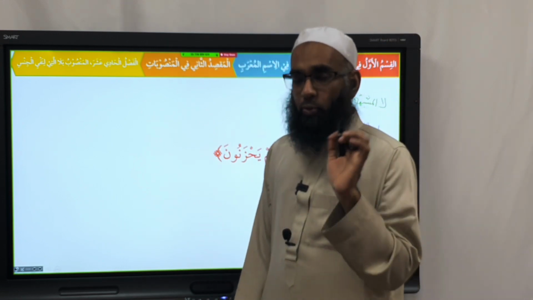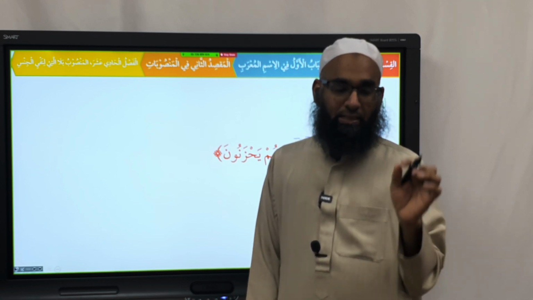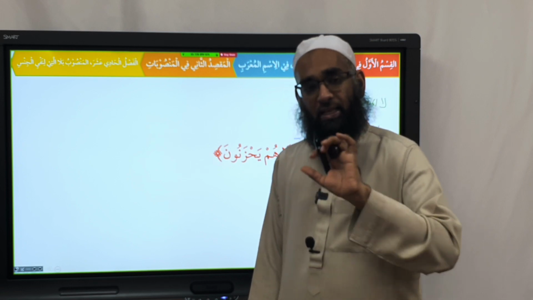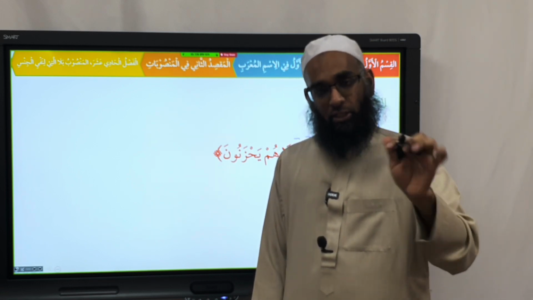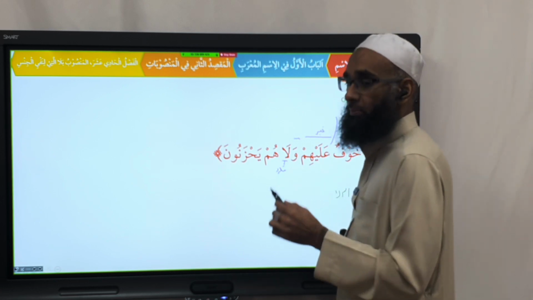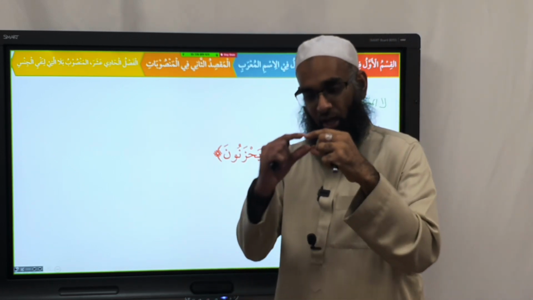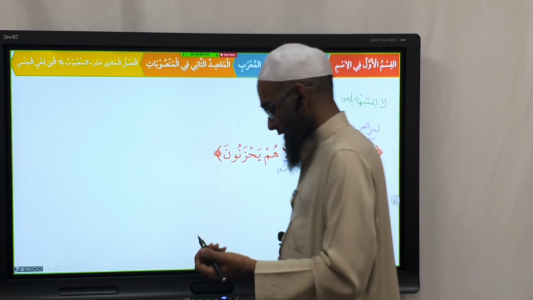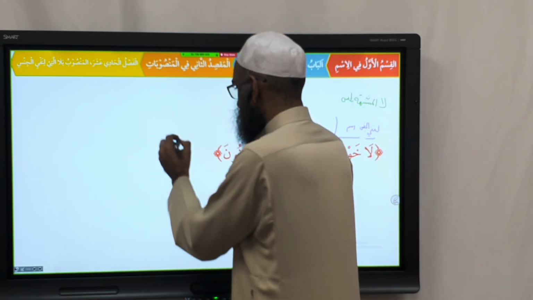Because when you have la nafi al-jins, this is emphatic and it's used to negate every single member of the genus and the species. So if you say la khawfun alayhim, that means that not a single item which comes under khawf will be present in Jannah. And to understand this, let me give an example.